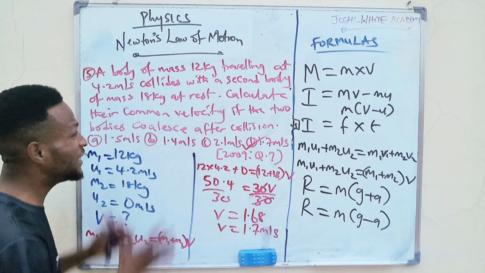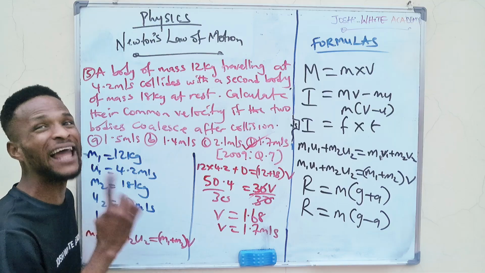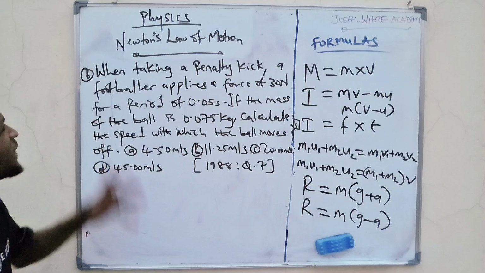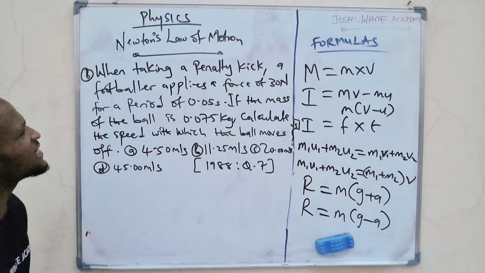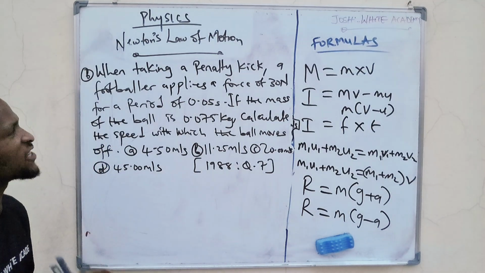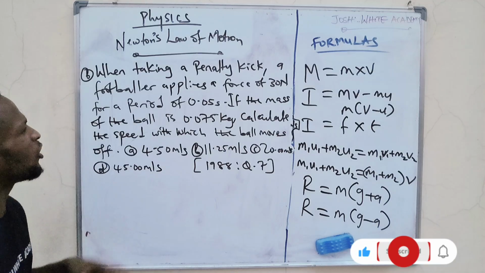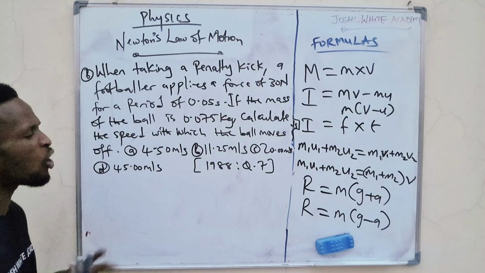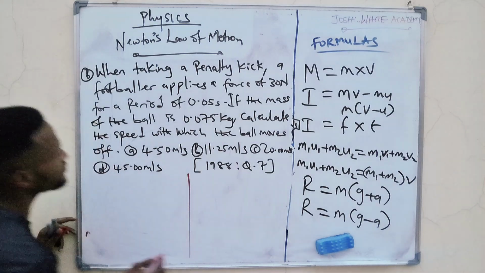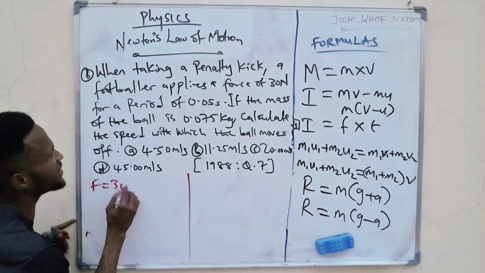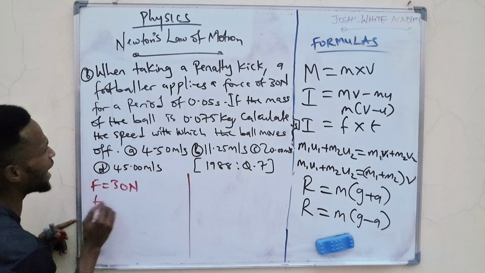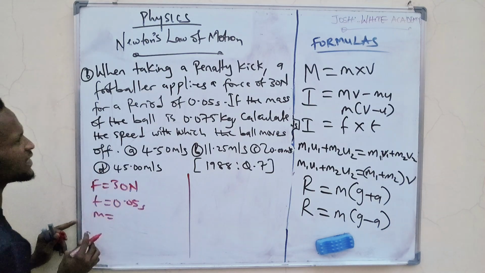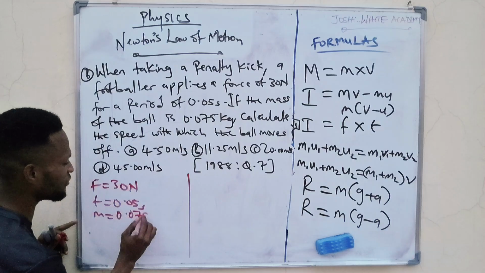Very important. Please master this kind of question. JAMB likes it a lot. Now let's take the last question. When taking a penalty kick, a footballer applies a force of 30 newtons for a period of 0.05 seconds. If the mass of the ball is 0.075 kilograms, calculate the speed with which the ball moves off. Let's write down our data. Our force is 30 newtons. Our time is 0.05 seconds. Our mass is 0.075 kilograms.